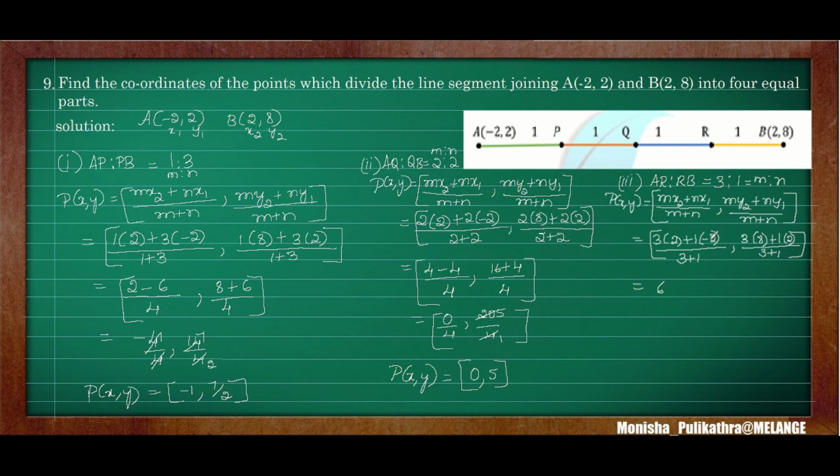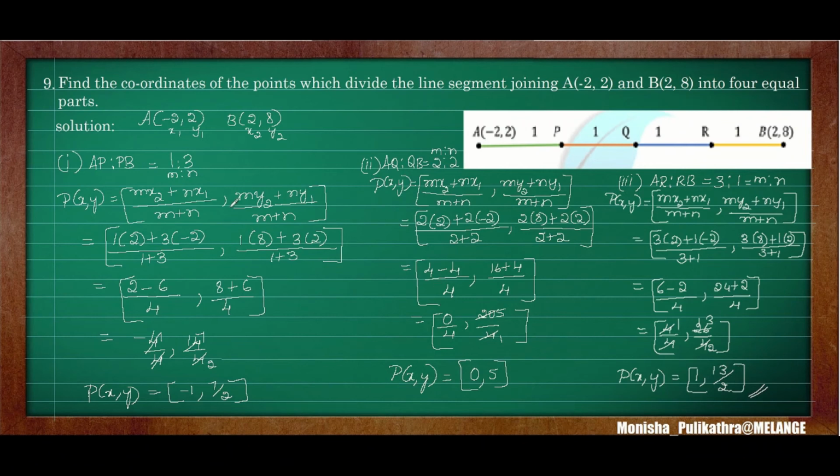3 2s are 6, plus 1 into minus minus 2 is 2, divided by 4, comma, 3 8s are 24 plus 2, divided by 4. So 6 minus 2 is 4 divided by 4, comma, 24 plus 2 is 26 divided by 4. So 4 1s are 1, and 2 13s are 26. Okay, for the third case, the coordinate is 1 comma 13 by 2. So this is the coordinate.